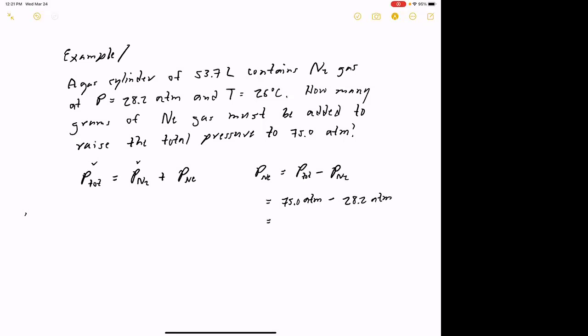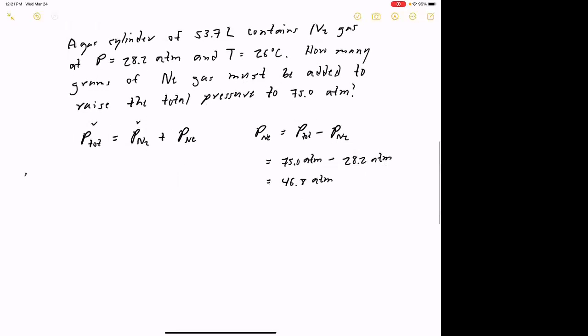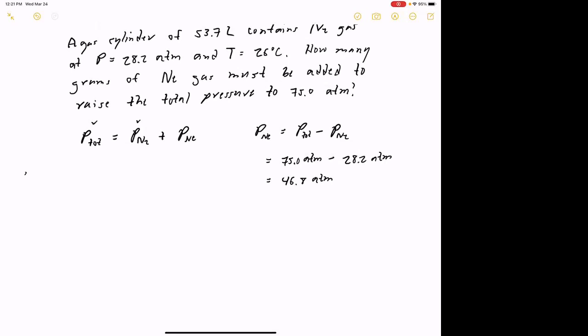And when I work that out, I know that I have to add enough neon to supply a pressure of 46.8 atmospheres. So in other words, I've got the partial pressure of the neon now. Now what I'm asked to do is figure out how many grams of neon gas I'm going to need to supply that partial pressure. So I need to relate the pressure back to an amount of gas at a certain volume and temperature. Do I have an equation that lets me do that? How would I get from the pressure of the neon back to, let's say, the moles of the neon? Because once I have the moles of the neon, I can get the grams of the neon.